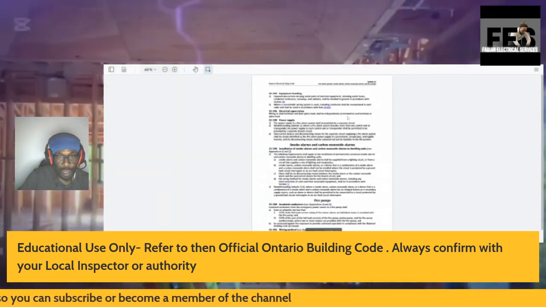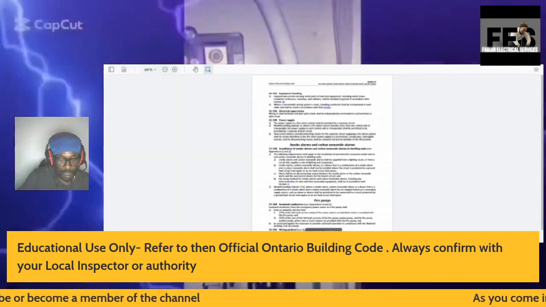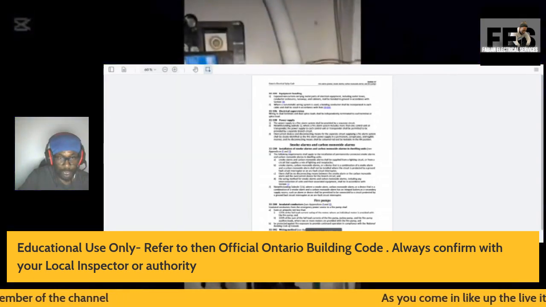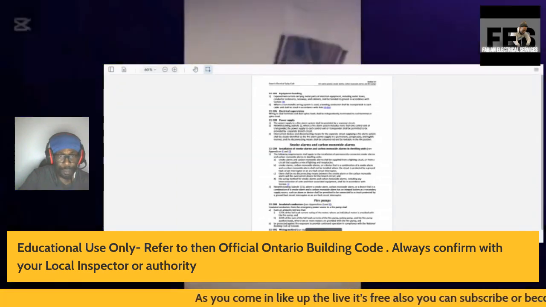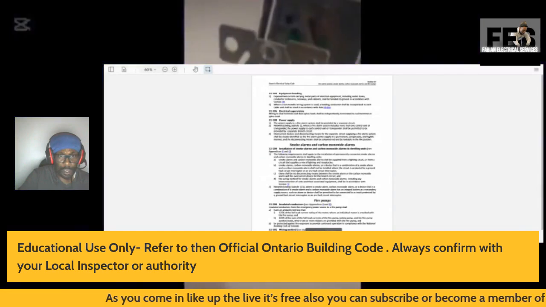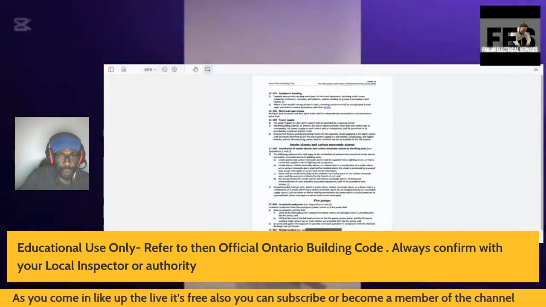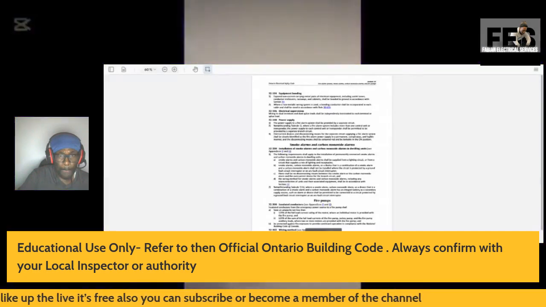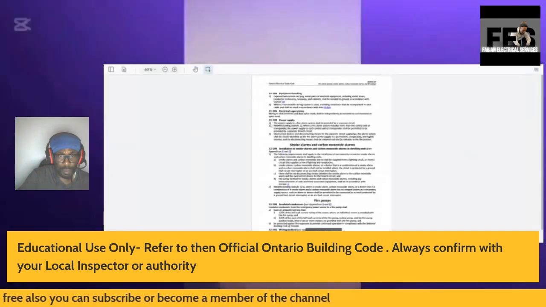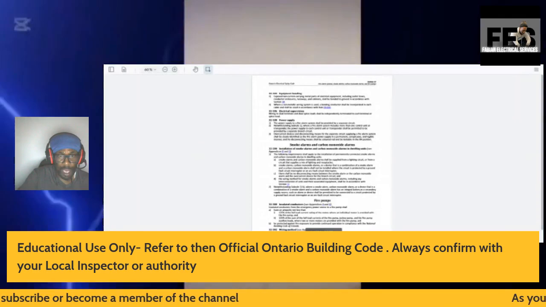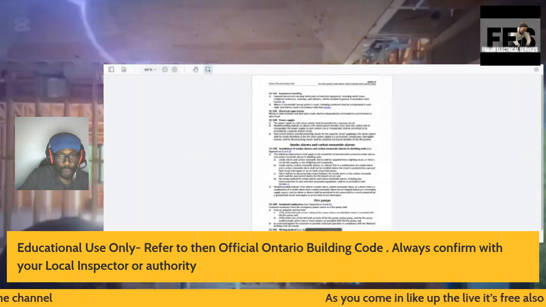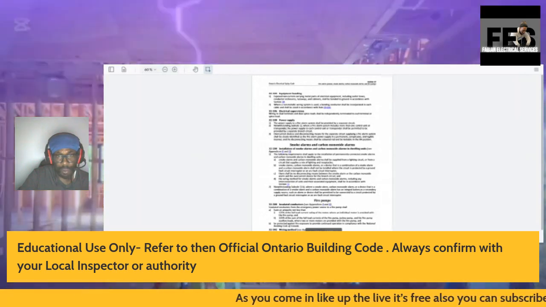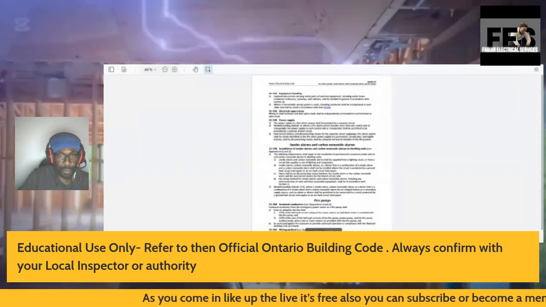Supply. So again, this is the fire alarm that it's referring to when it comes to the actual terminals. And then it goes on, 32-108 power supply. The power supply to a fire alarm system shall be provided by a separate circuit. So the power supply to a fire alarm system shall be provided by a separate circuit.